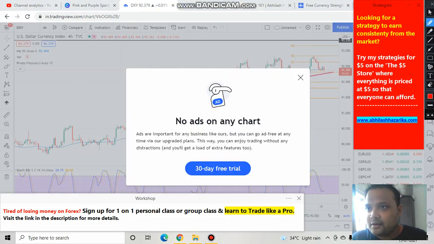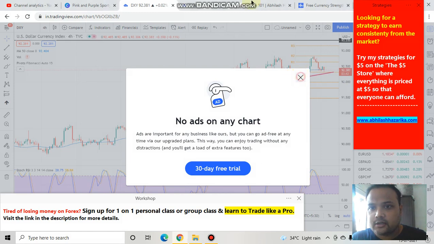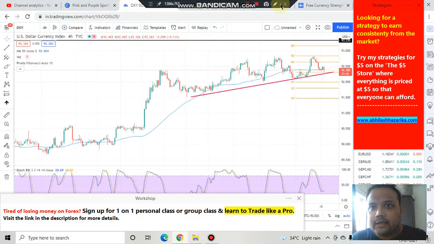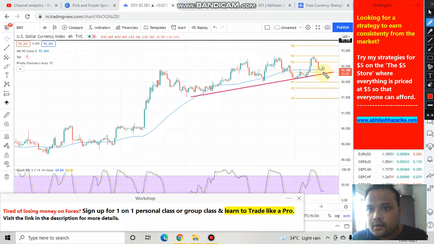Market is what happened, no ads on chart. You can clearly see on the chart that dollar is also following a trend line in the chart of DXY, US dollar. We also have a trend line, and right now you can clearly see that in the 4-hour chart US dollar is also respecting this trend line as a valid support.